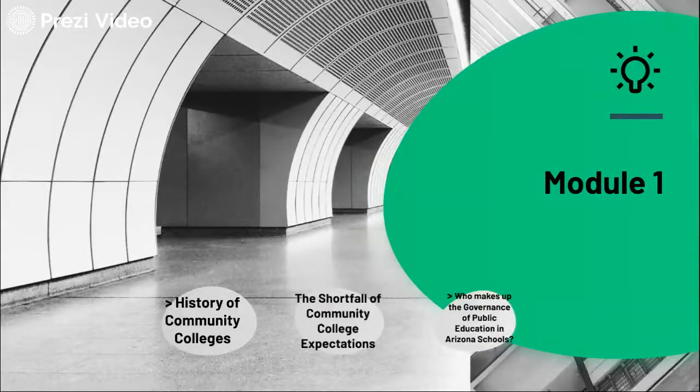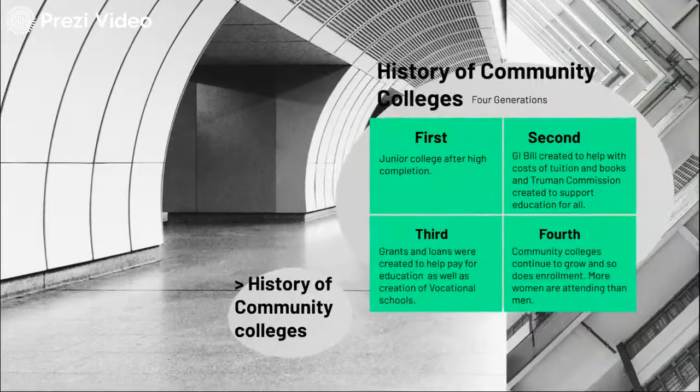History of Community Colleges. In the history of community colleges, we learn about the 4 generations of the growth of community college. During the first generation, we see that community colleges were created as a place for high school graduates to continue their education, and thus junior colleges were created for that.